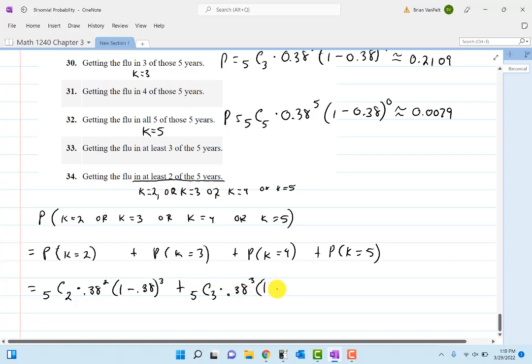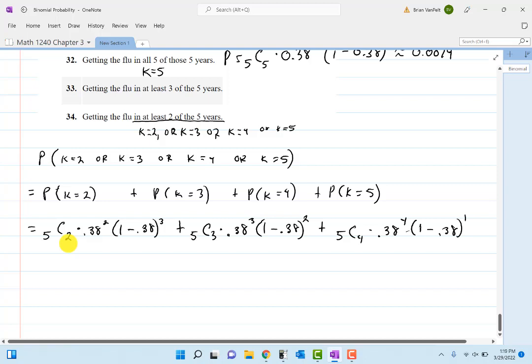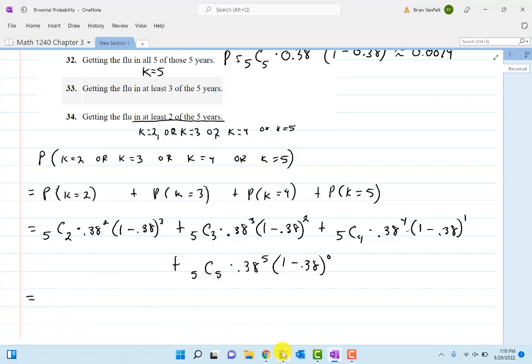I'll have 0.38 to the third power, then 1 minus 0.38 raised to the second power. Then k equals 4, 5c4 times 0.38 to the fourth times 1 minus 0.38 to the first. And then finally, plus 5c5 times 0.38 to the 5 times 1 minus 0.38 to the 0. Let me go ahead and let my calculator do all of this.